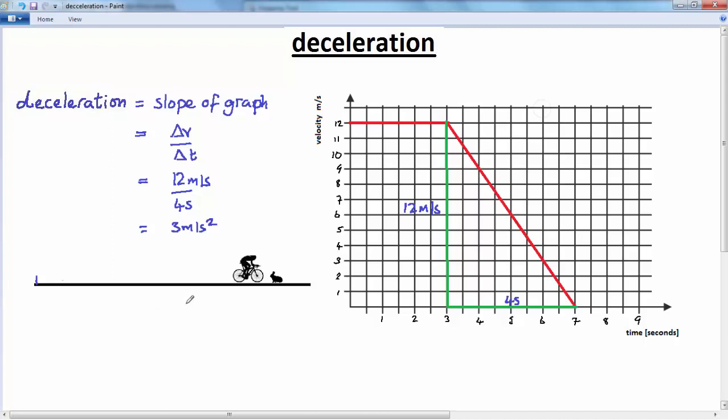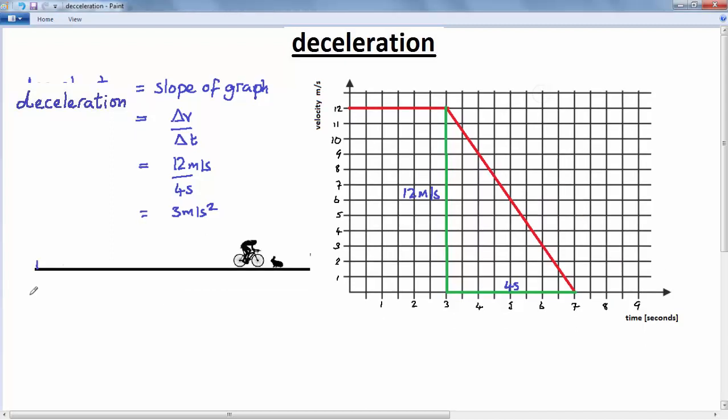So we can say that the moment he starts to brake, he decelerates with a deceleration of 3 meters per second squared. We'd also like to know the distance that the cyclist travels from the moment he starts to brake. That's to say, from t equals 3 seconds until t equals 7 seconds when he stops just before the rabbit. So we remember that the distance covered is equal to the area under the VT graph.